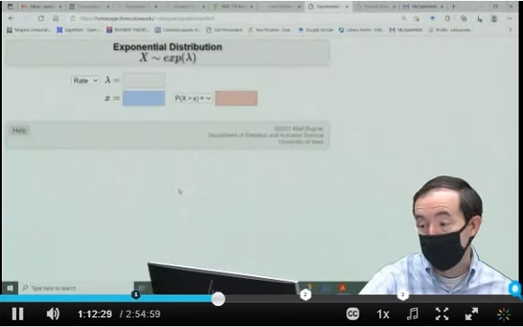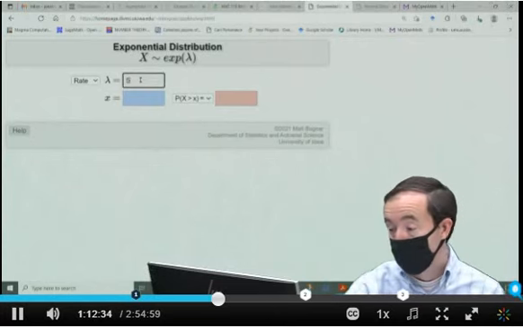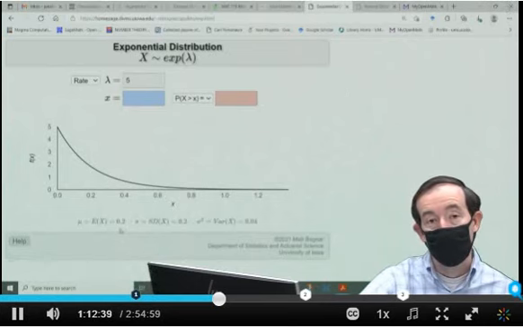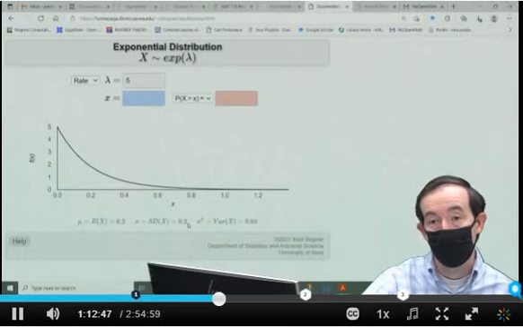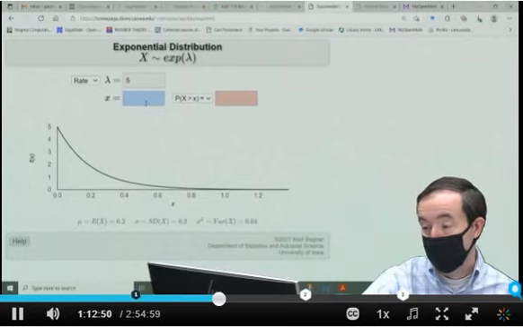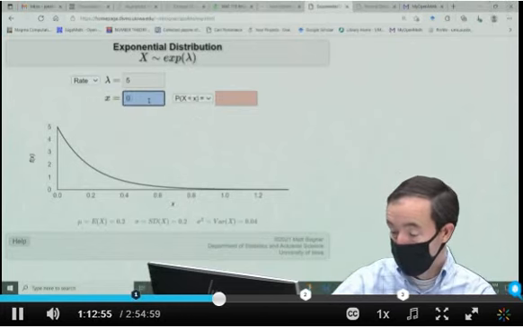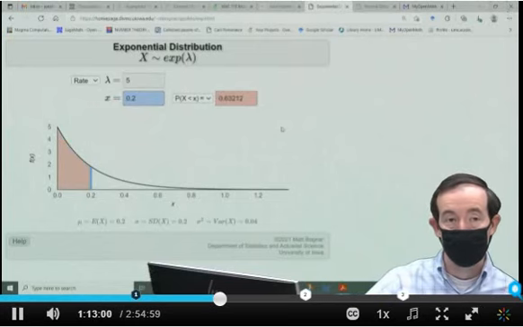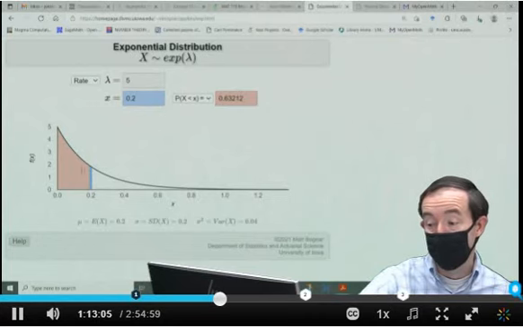Click on an exponential distribution. I only need a single parameter, so that parameter is 5. There it is. My mean is 1 over lambda, so 1/5. That's what 0.2 is. And my standard deviation is also 1/5, 0.2. I wanted to find the probability that it's less than 0.2. And there it is, 63.2%. And that represents the area underneath this curve.